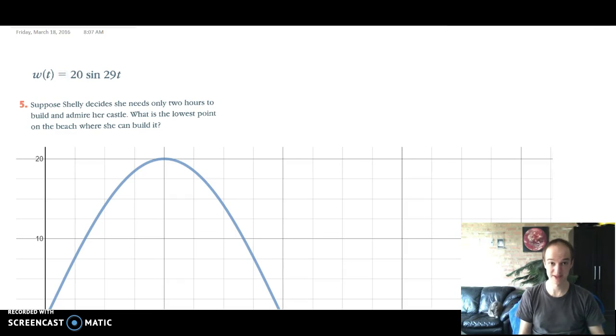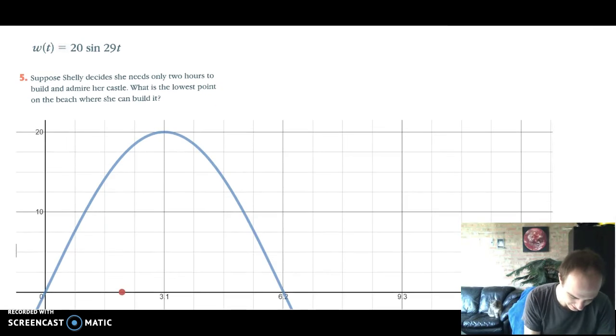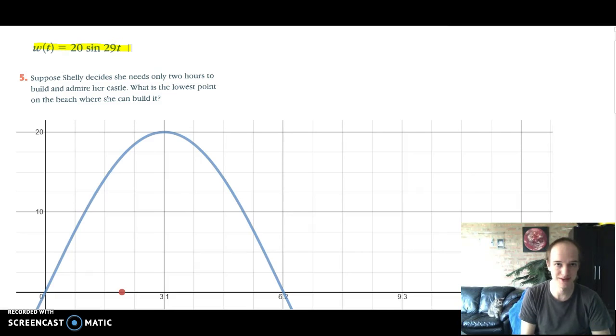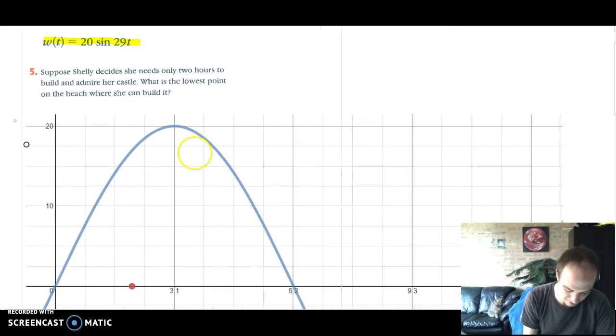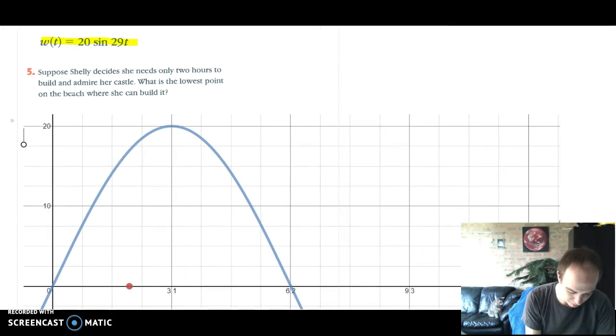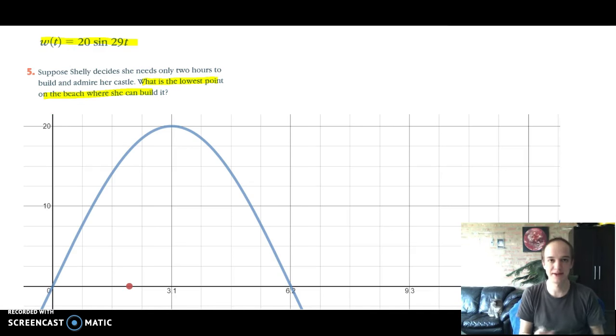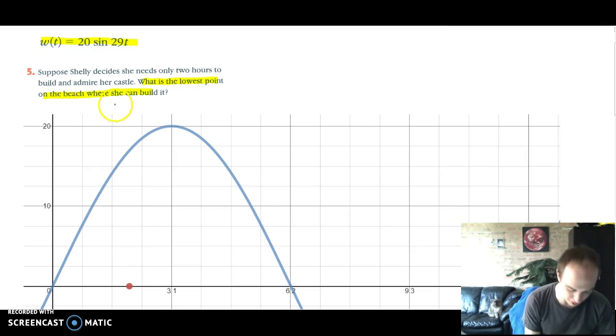So, Sandcastles number 5. It says, remember that our function was w of t is 20 sine of 29t. And number 5 asks us to suppose Shelley decides she needs only 2 hours to build and admire her castle. What is the lowest point on the beach where she can build it? So first thing I notice in the question is that it's asking what is the lowest point on the beach where she can build it. So thinking back to last class, the units of our answer are going to be feet.